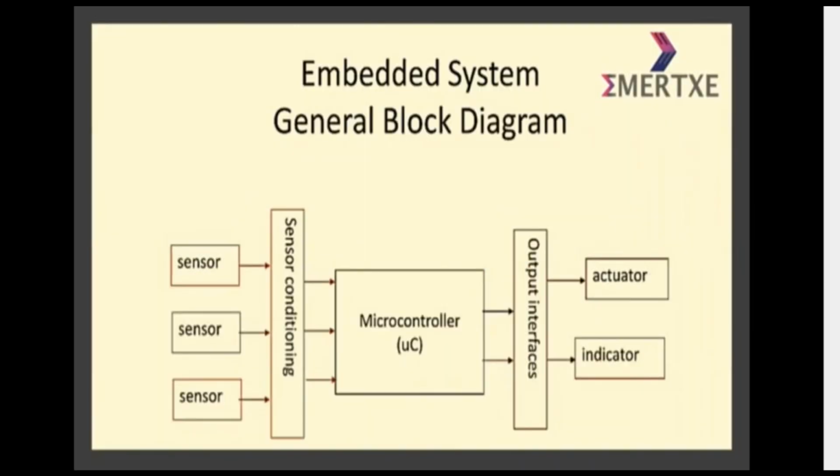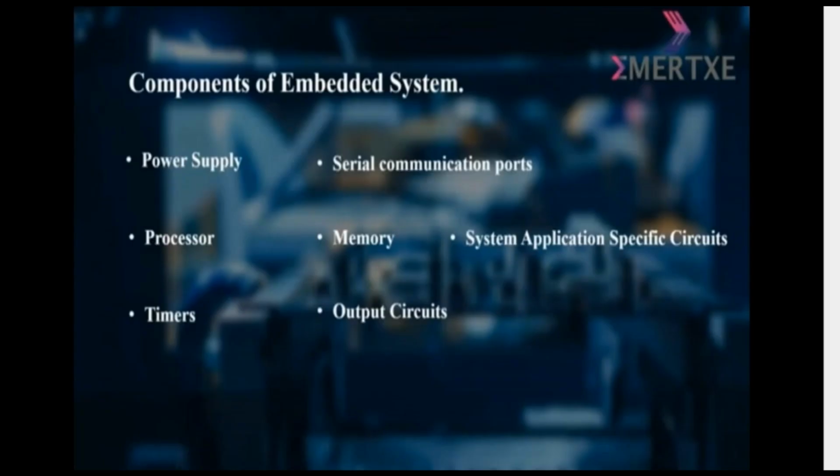Let's move on to the general block diagram representation of an embedded system. The microcontroller is connected to the sensor conditioning as well as the output interface. The output interface is again connected to the actuators and the indicators. Sensor conditioning is also connected to the sensors.